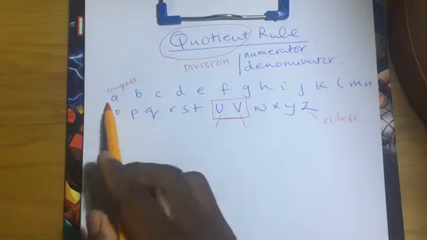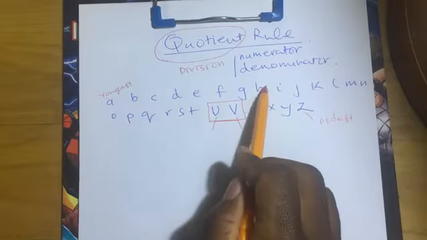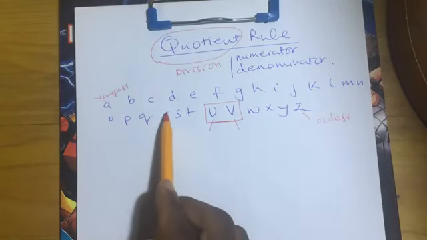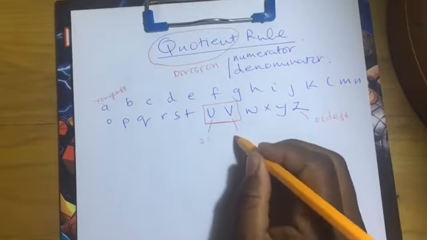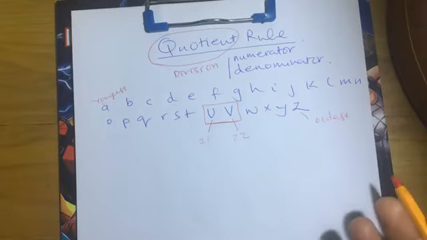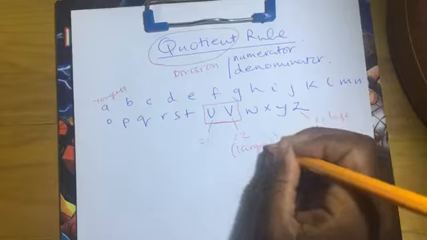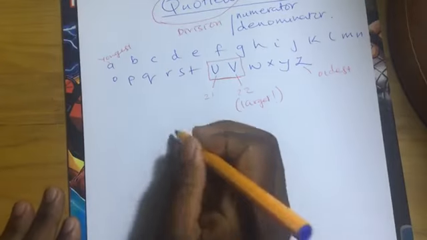So let's assume A is 1, B is 2, 3, 4, 5, 6, 7, 8, 9, 10, 11, 12, 13, 14, 15, 16, 17, 18, 19, 20, 21. Maybe U will be 21. V is going to be 22. So V is going to be larger. Makes sense, right?